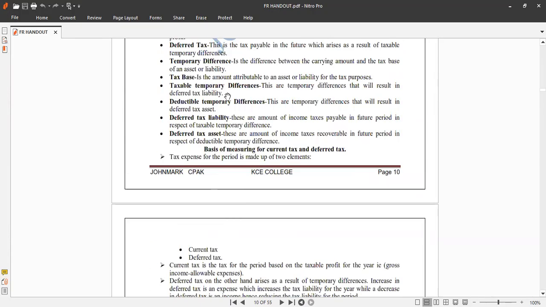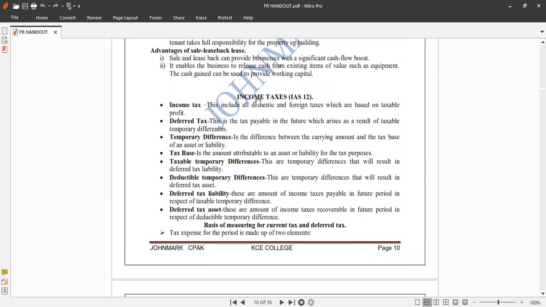Lastly, we have income taxes, under IAS 12. What do we mean by income taxes? These include all domestic and foreign taxes which are based on taxable profit. Therefore, we have a difference between taxable profit and accounting profit. Accounting profit is the profit for the period determined using the accounting assumptions. That's what we call accounting profit. But we have taxable profit, which is the profit for the period determined using the revenue assumptions. And we have allowable, disallowable, taxable, non-taxable items, etc.